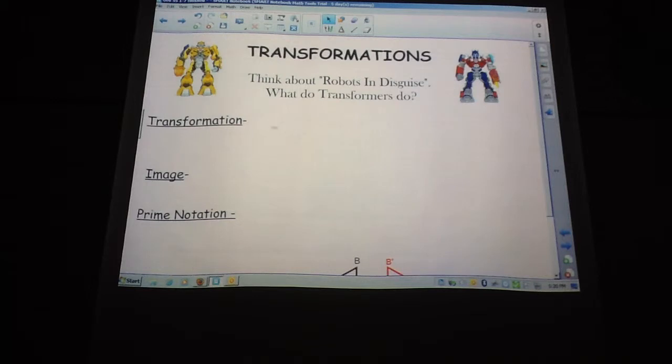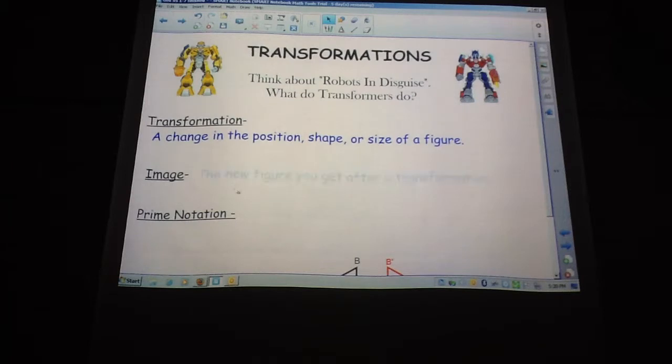Alright, I think I have a shorter definition. This is probably the better definition to write in your notes instead of that big long definition on the other page. A transformation is just a change in position, shape, or size of a figure. I got some transformers up there on this page that look pretty cool to help you remember transformations.